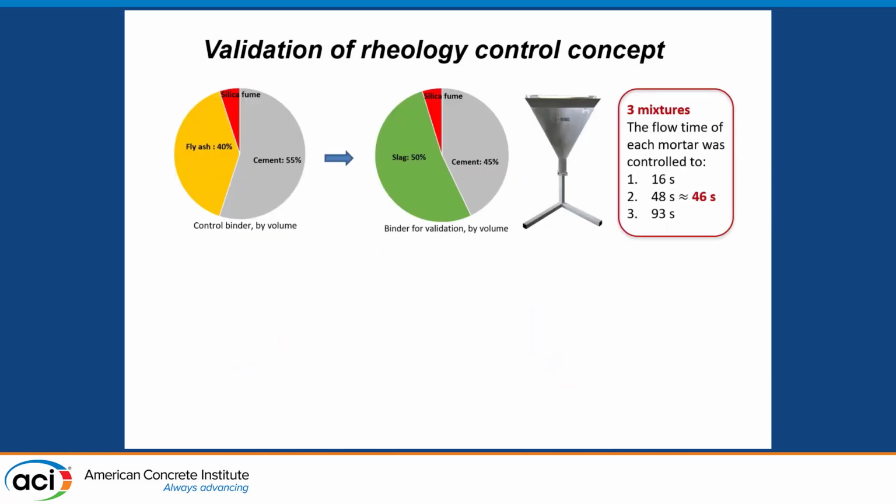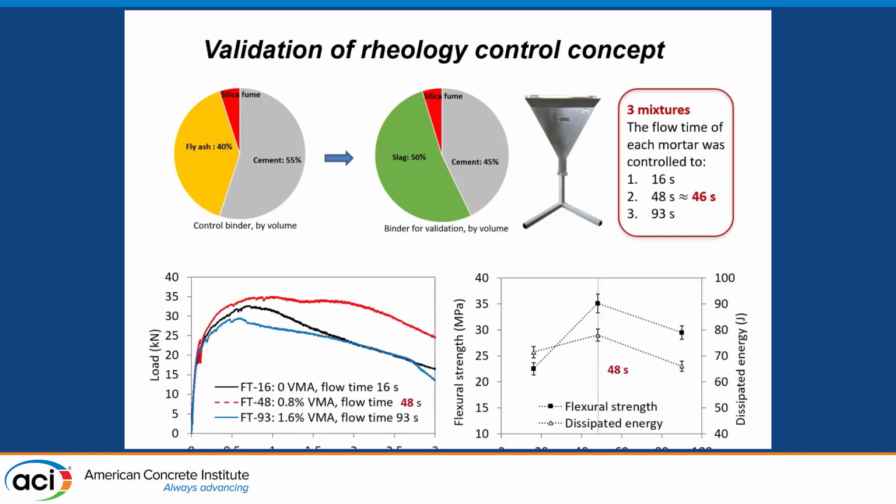So to prove that, we changed our UHPC mixture matrix from the fly ash-based one to a slag-based one, and we investigated 3 different mixtures. We used the VMA to control the viscosity, or the flow time, of the mortar at 60 seconds, 48 seconds, and 93 seconds. And as expected, when we control the flow time of the suspending mortar to around 48 seconds, we achieve the highest flexural performance.